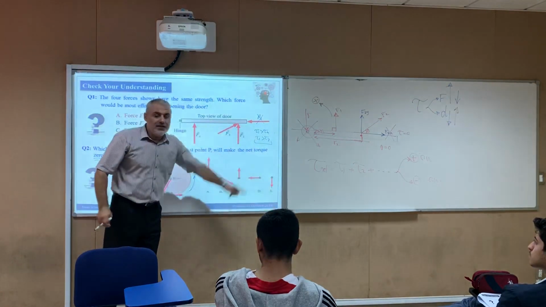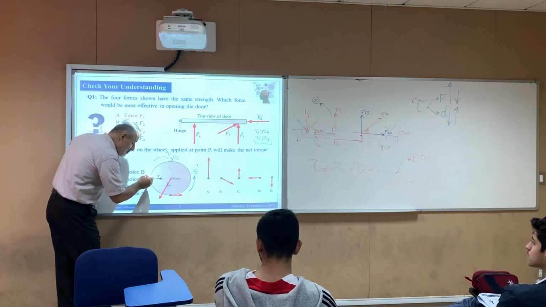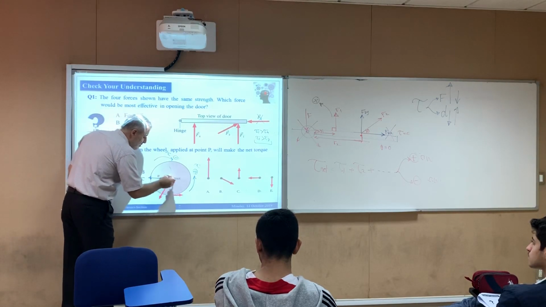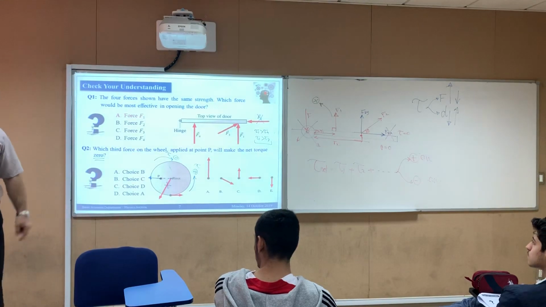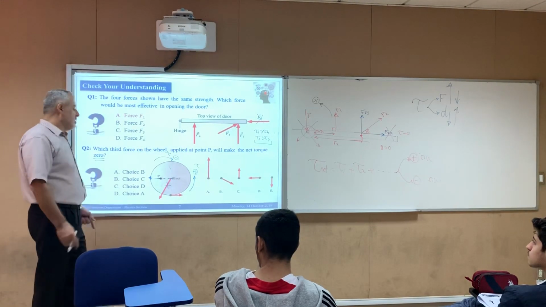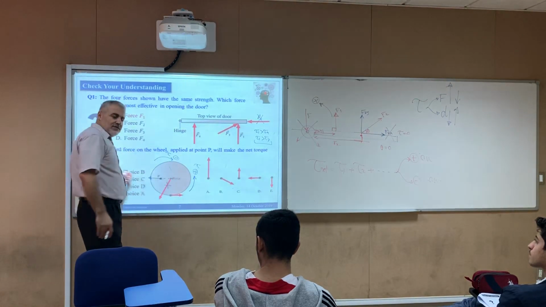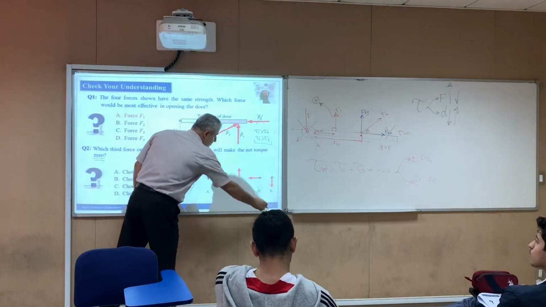Which one will produce a negative? D. By the way, I will explain it. D has no torque. It passes through the pivot. You try to do this, you figure out where it goes, up or down. You just push in this direction. D has no torque.